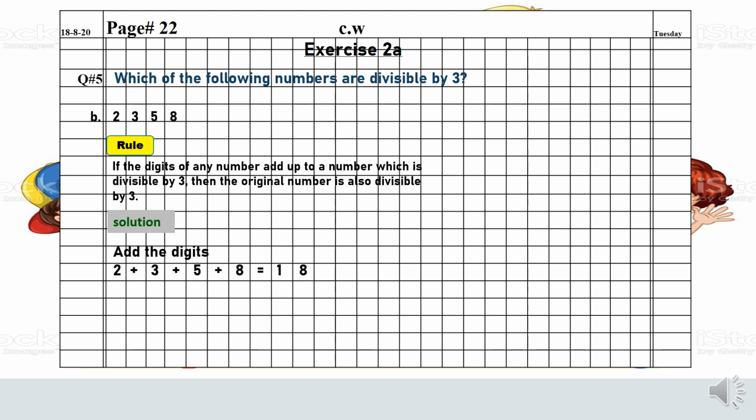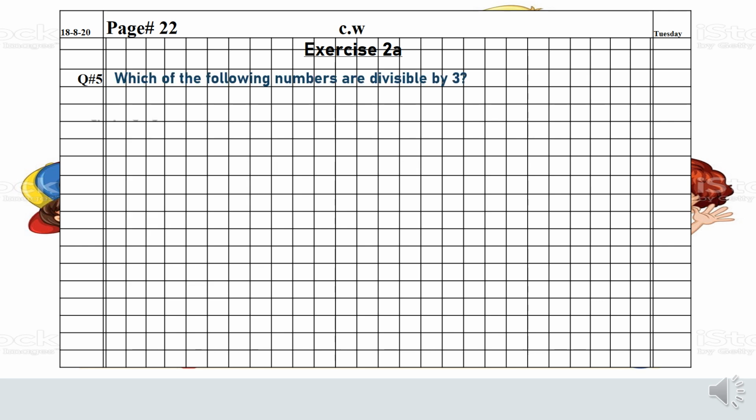Now the solution: 2 plus 3 plus 5 plus 8, add up the digits. The answer is 18. What do you think? Does 18 come in the table of 3? Yes, 18 comes in the table of 3. And 6 3s are 18. So 18 is divisible by 3. So when 18 is divisible by 3, automatically 2358 is also divisible by 3.